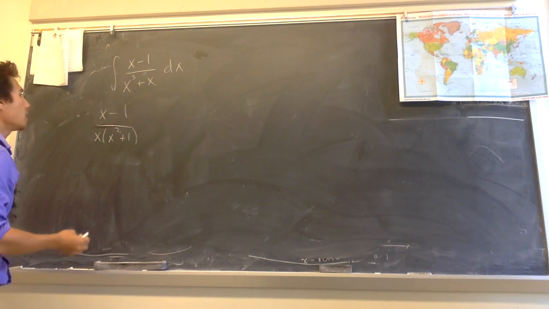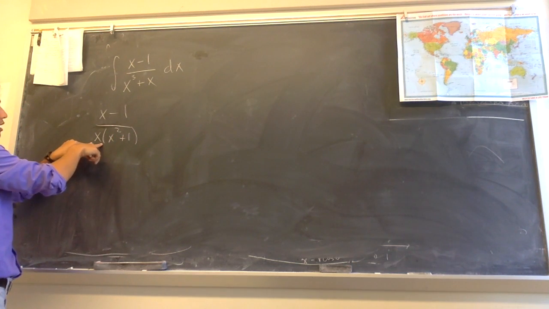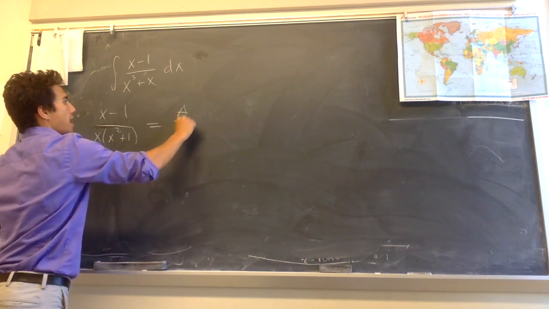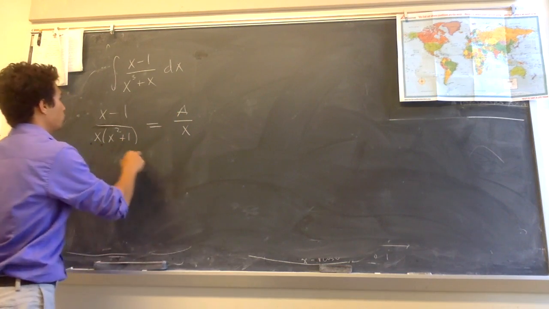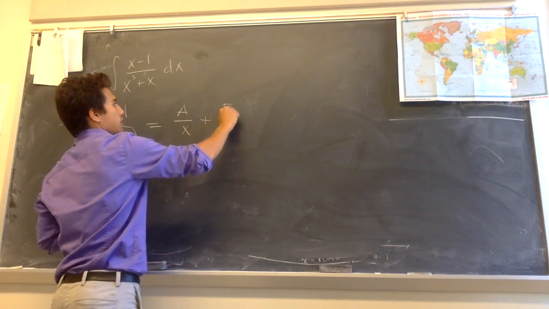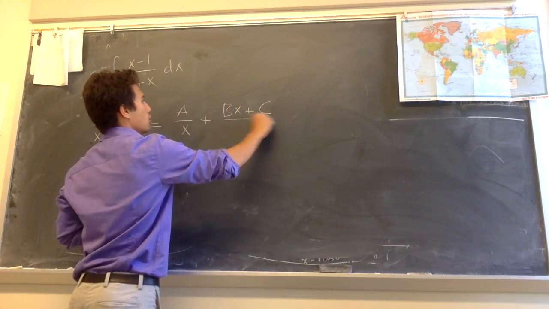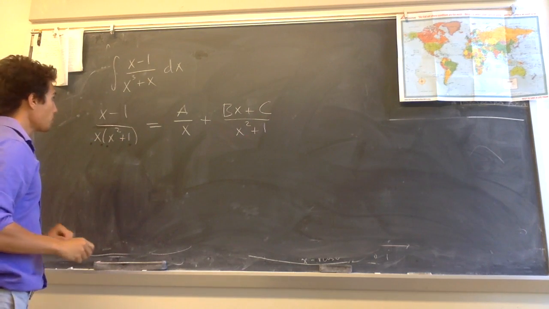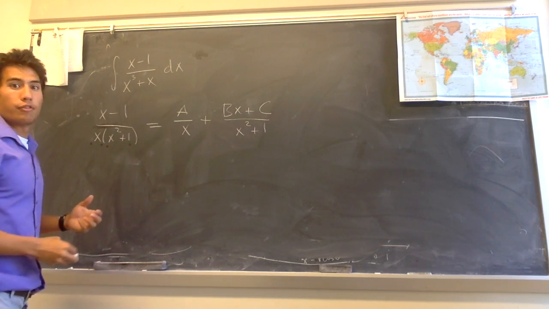And our partial fraction decomposition says there's one linear factor, x minus 0. So I write this as A over x. And there's one quadratic factor that's irreducible. So partial fractions says I write this as Bx plus C over x squared plus 1. And now I want to solve for A, B, and C.